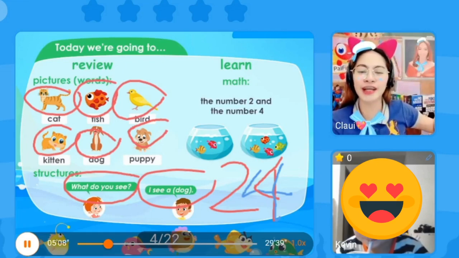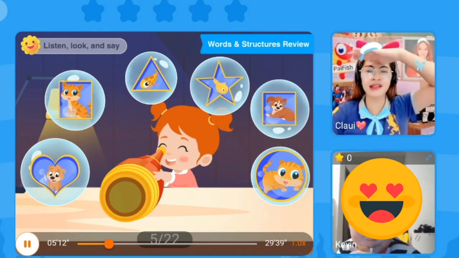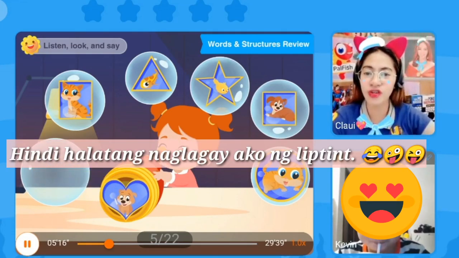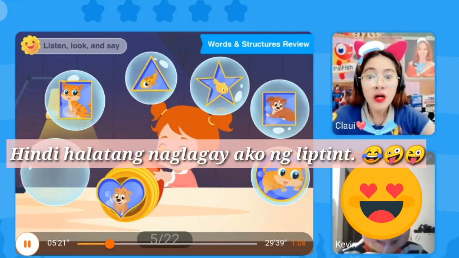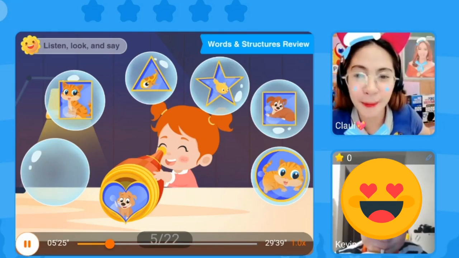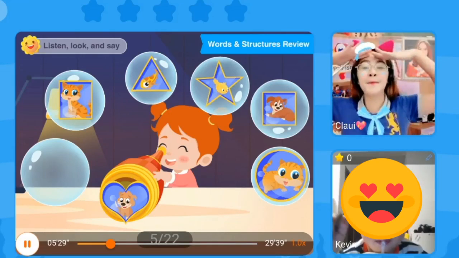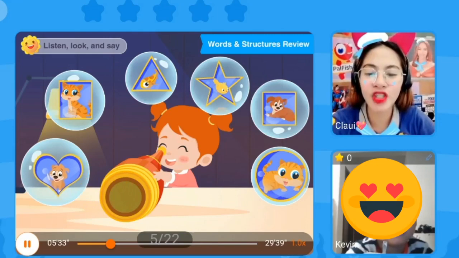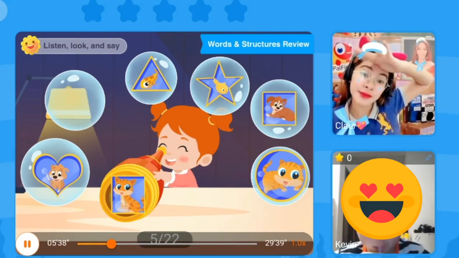Okay, very good. Let's go. Now look. Let's look through the lens. Well, Kevin, what do you see? See puppy. Puppy. Now say one more time. I see a puppy. I see a puppy. What do you see? I see a cat.